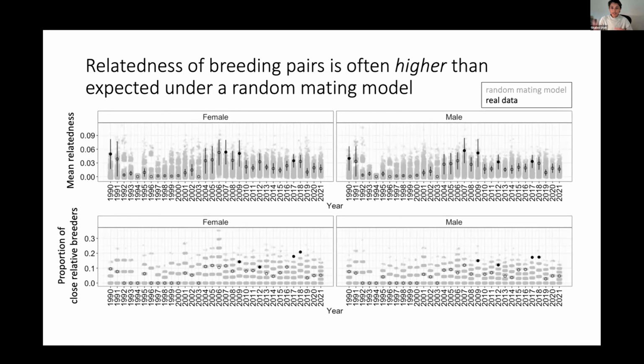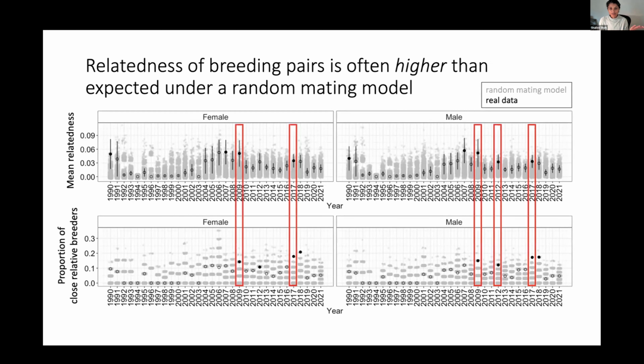But instead, if I take that same data and test to see if the relatedness of breeding pairs is ever higher than expected under a random mating model, I do find several years in which relatedness is higher than you would expect. The first row of plots is mean relatedness of the breeding pairs, and the second row of plots is the proportion of close relative breeders amongst all the breeders in a given year. So they are two slightly different ways of looking at the same data.